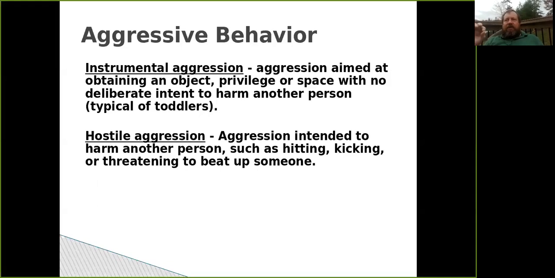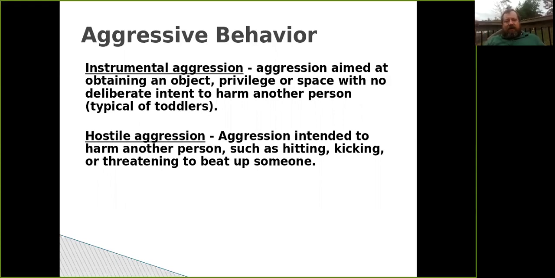Now, there are going to be some children who, as toddlers, engaged in this instrumental aggression. They wanted that toy truck and they shoved the child who had it away and they got the toy truck. And that's kind of rewarding. I got this, this strategy worked for me. Over time, that can develop into a different style of aggression where the goal isn't just to get that thing. The goal really is to harm somebody. The intention is, I'm going to hurt you. I'm going to show you that I have more power over you. So things like hitting, kicking, or threatening to hurt someone.